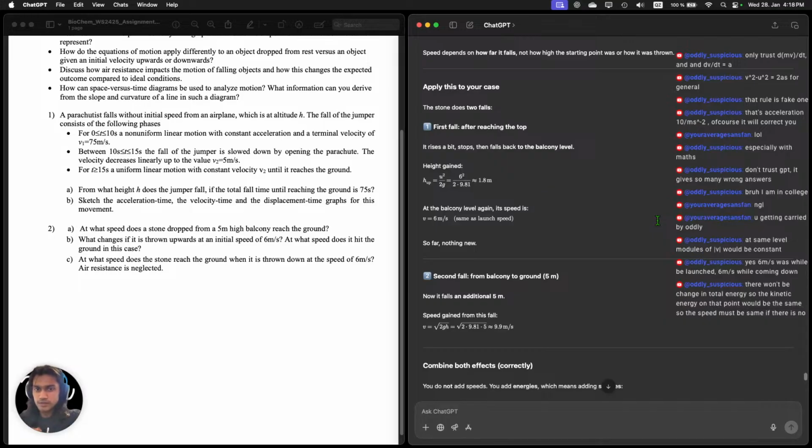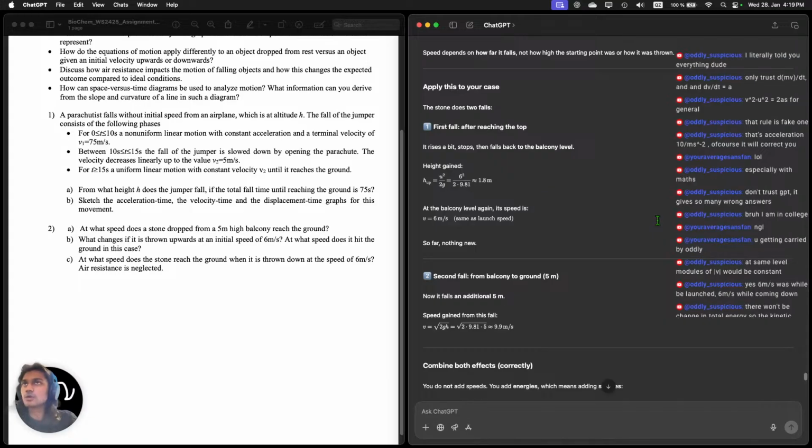Only trust dv by dt and dv by dt equals a. Okay. I don't know. I feel like this question is really simple, but I am missing something fundamental that I'm thinking too much about. 11.6 meter per second. Well, the velocity hitting the ground 11.6, that makes sense.